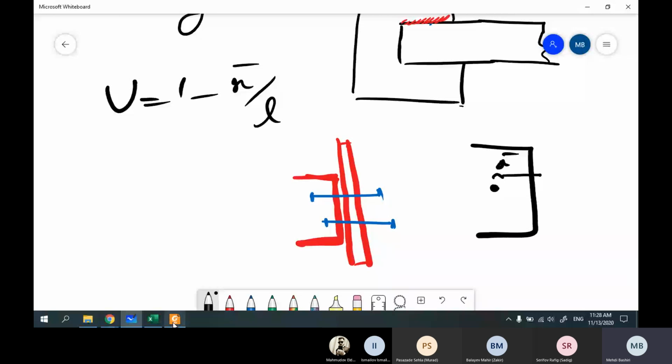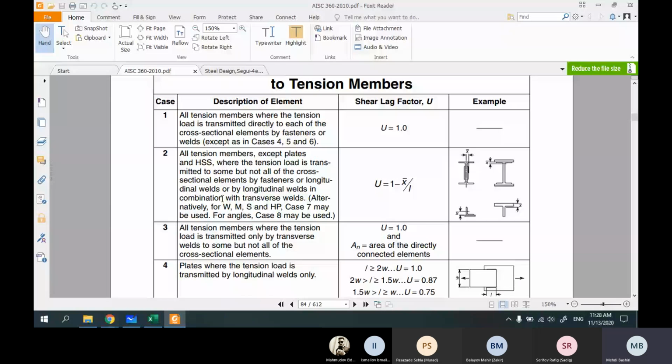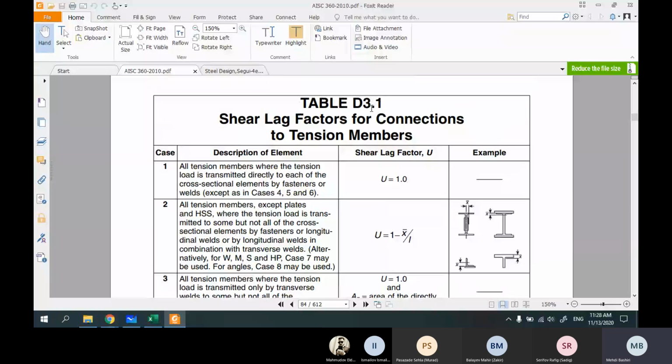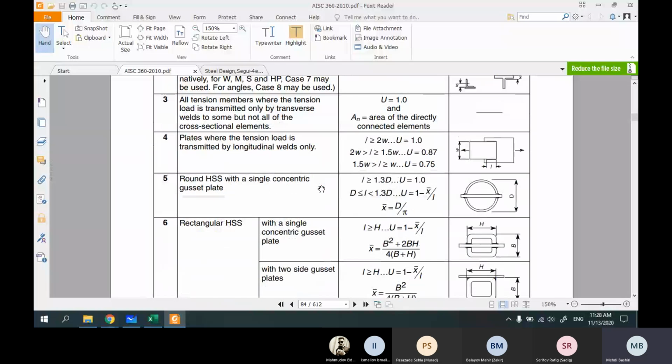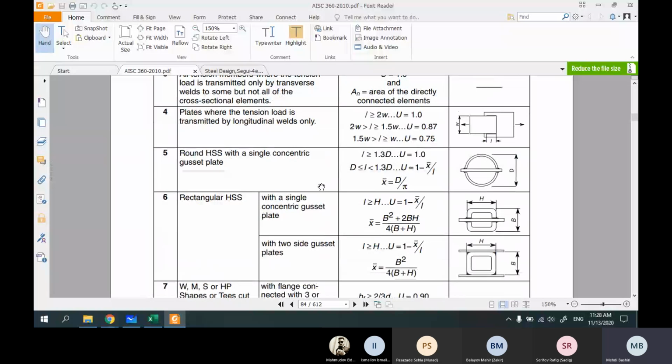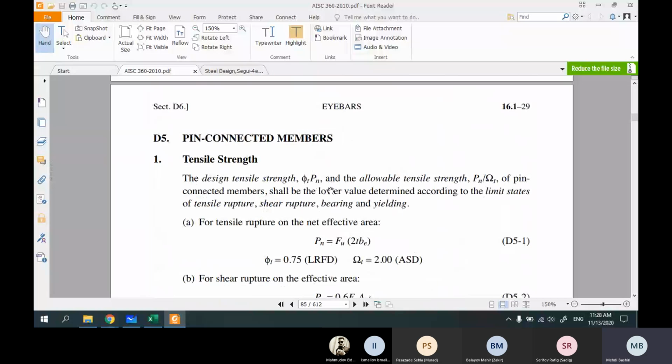Okay, let's have a look at this table. Table D3.1, shear lag factors for connections to tension members. Here, connections to tension members. Don't make a mistake with other tables. For each part, it depends on your case.